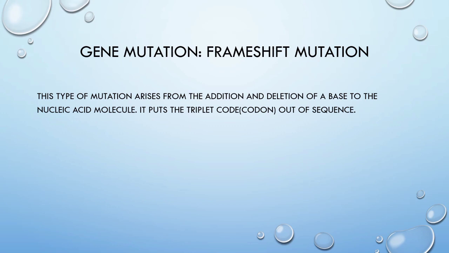Now we come to frameshift mutation. Now frameshift mutation is caused as a result of insertion or deletion of a base pair. Now when there's a base pair and there's an insertion or deletion, it changes the codon arrangement, and then when one is removed, the codon is changed, and then it shifts to cover up for the damage or for the one that has been removed.